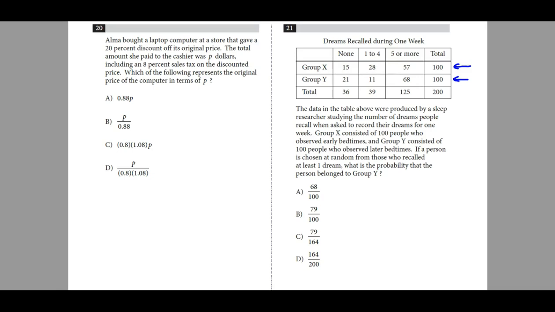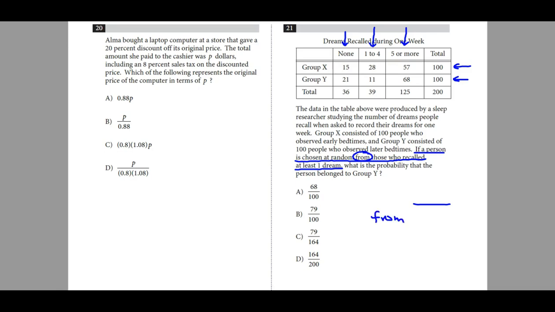And then the vertical categories: these people had no dreams, 1 to 4 dreams, and 5 or more dreams. So we have some numbers there and some categories to look at. So let's read through the problem and get to the nitty-gritty. It says, if a person is chosen at random from those who recalled at least one dream, all right? So probability is always a fraction. And the people that we're choosing from, whatever comes after this word "from," goes on the bottom.